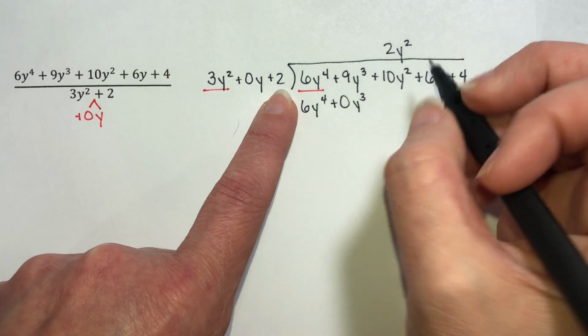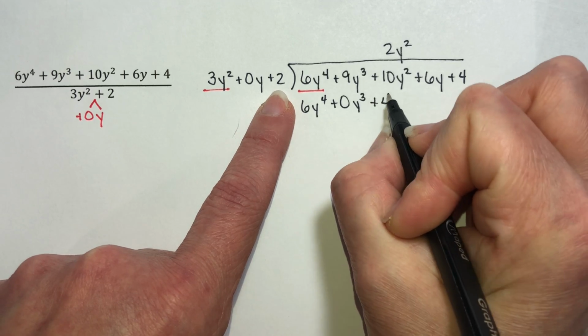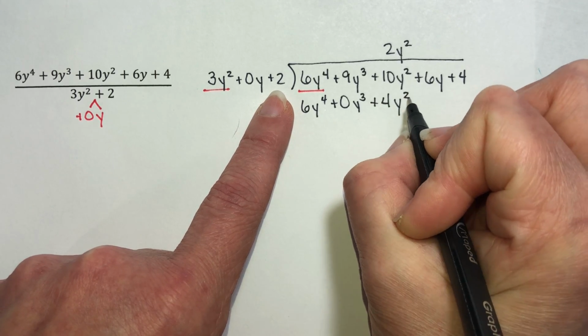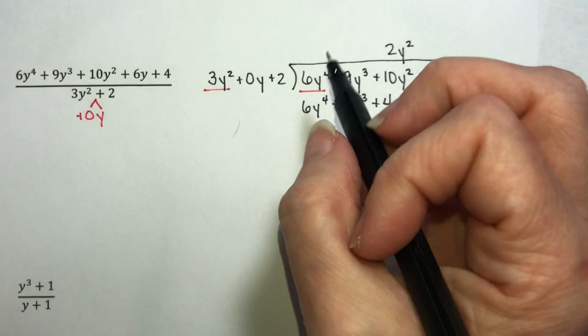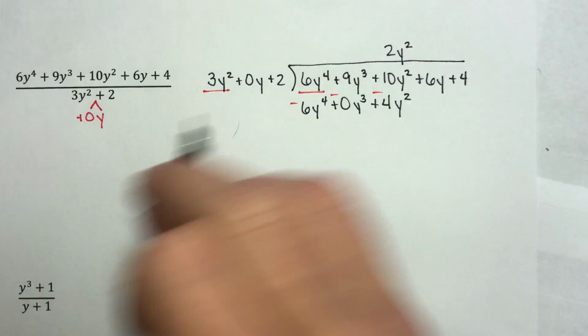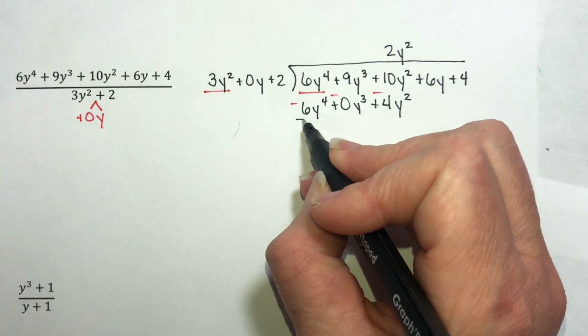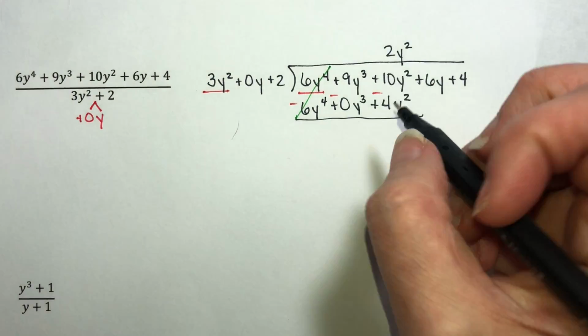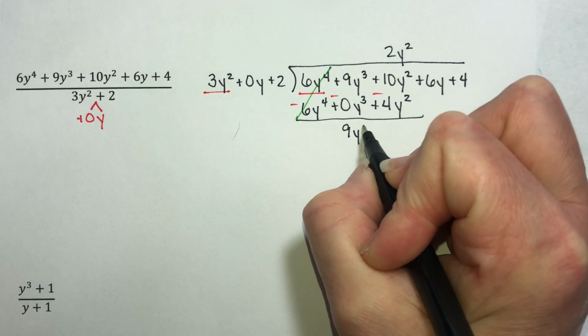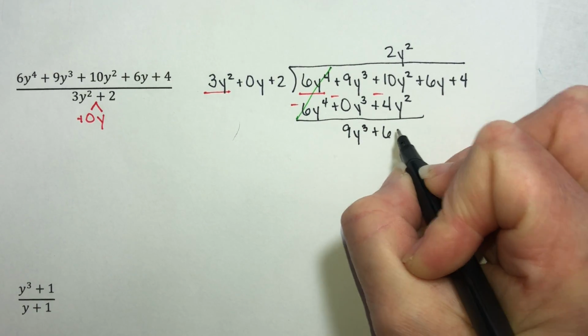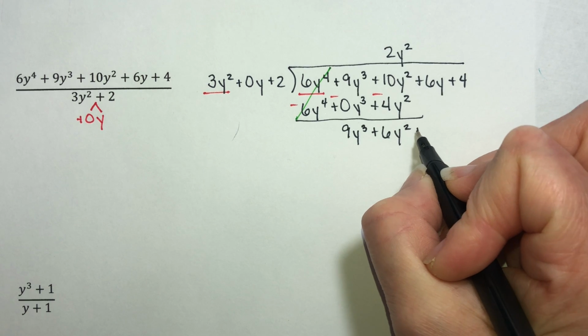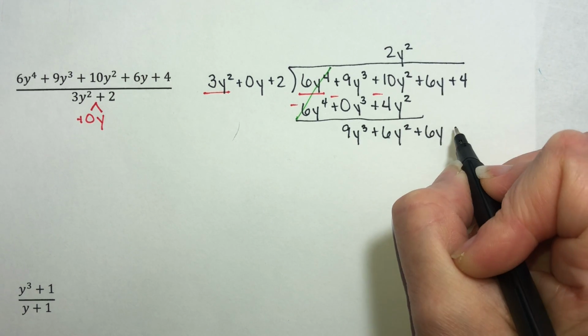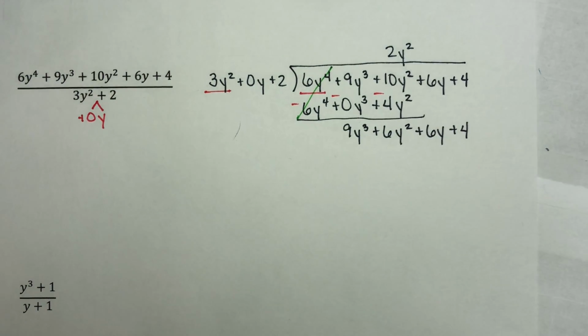2y squared times 2 is going to be plus 4y squared. We are subtracting, so change every sign. Your first term should cancel out. And it does. So I have 9y cubed plus 6y squared. Bring down the plus 6y, and I suggest you go ahead and bring down the plus 4.